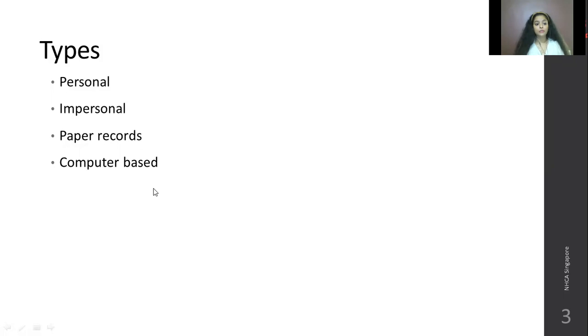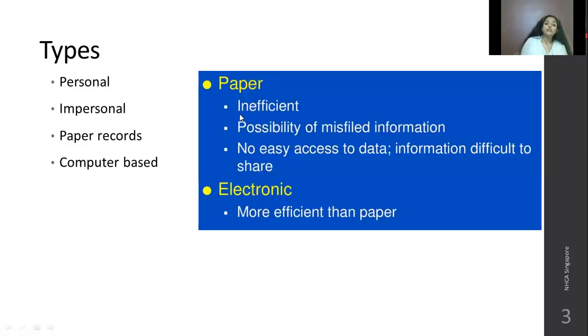So those are the different types of medical records which we have. Paper records are comparatively inefficient when you compare them to electronic records. There is a possibility of misfiled information. I told you about accuracy: you can't hold anyone accountable with regards to accuracy if it is not checked on the spot. There is no easy access to data, and information is difficult to share.